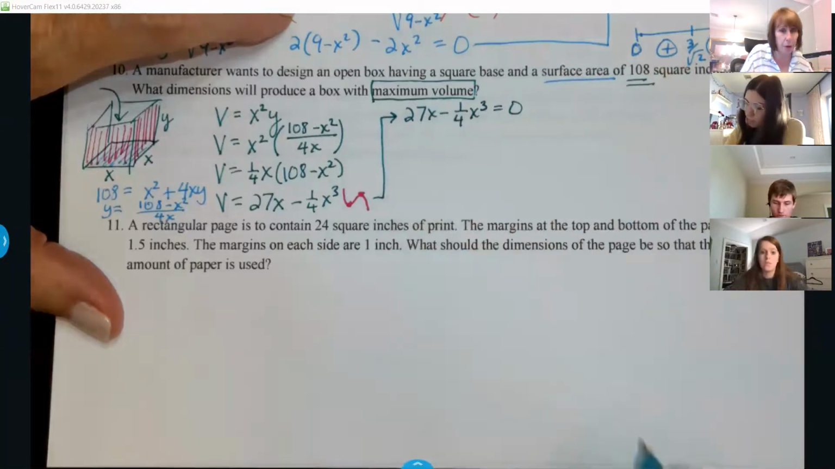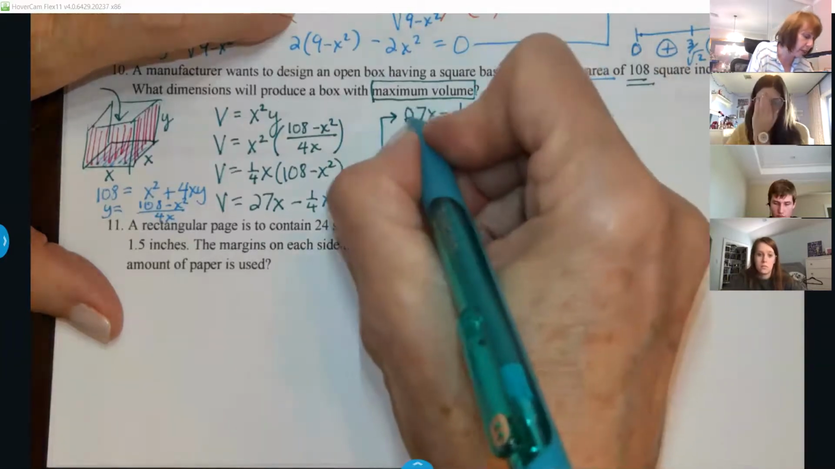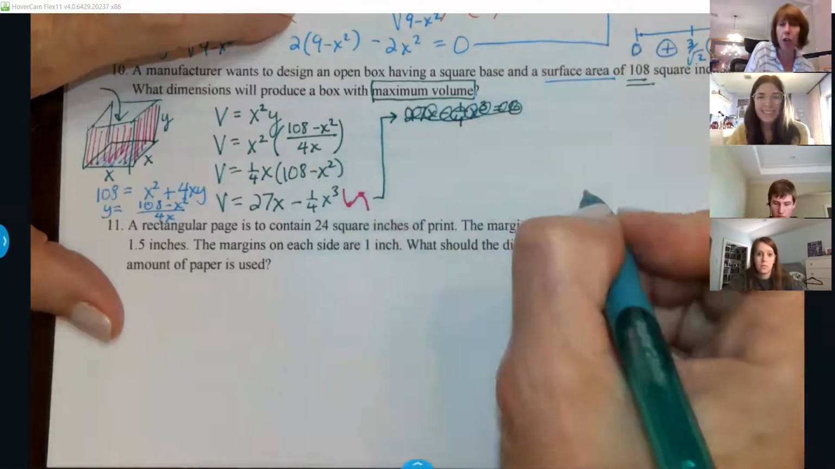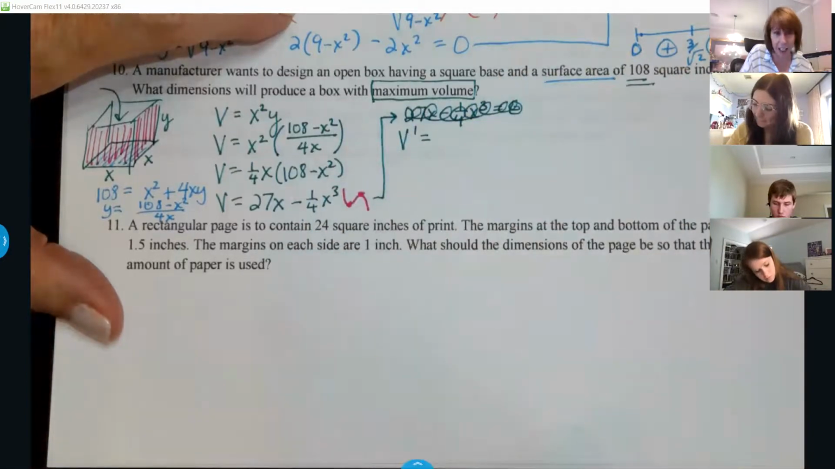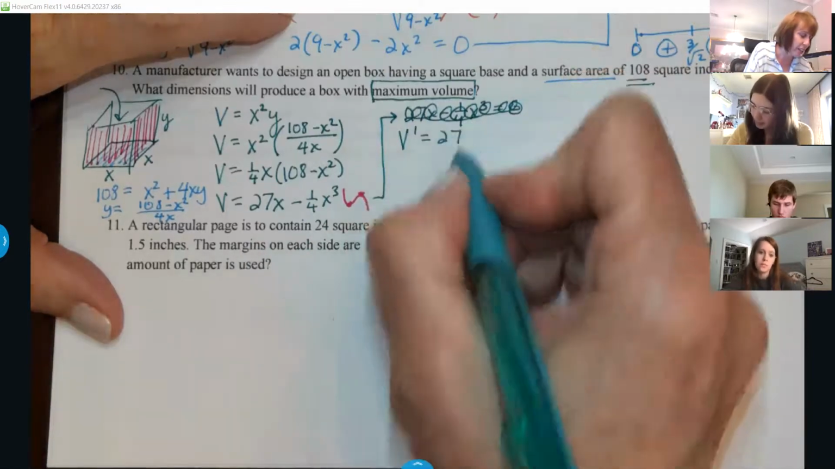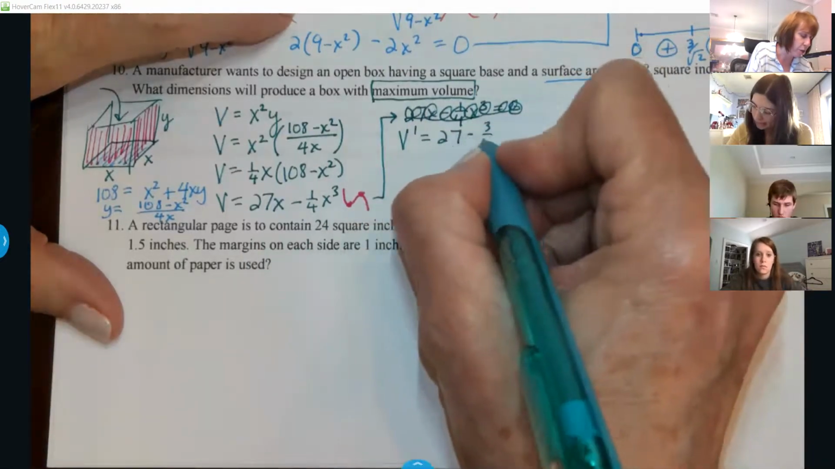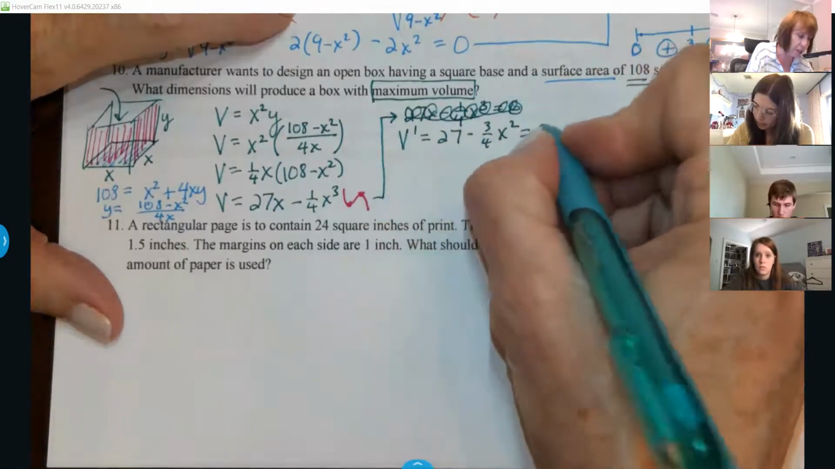I'm going to multiply both sides by 4. Oh, no, I didn't take the derivative yet. Goodness. Don't do that yet. Take the derivative. That's what we're setting equal to 0. So the derivative is 27 minus 3/4 x squared. That's what we're setting equal to 0.